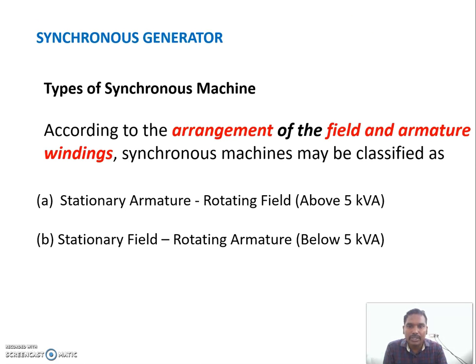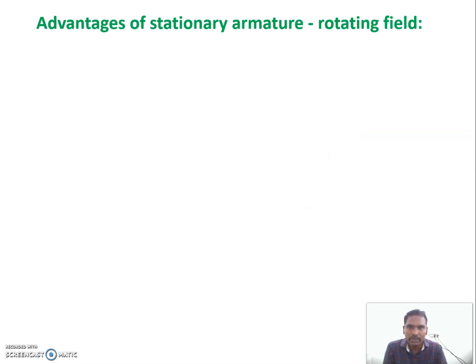Why we are going to discuss these things: in your previous subject, Electrical Machines 1, DC machines and transformers, you studied that the field coil of the DC machine is stationary, and the rotating part of your DC machine is the armature. In this synchronous machine, we are going to change the field coil and armature coil positions. So what are the advantages of the stationary armature over the rotating field? We have to discuss it.